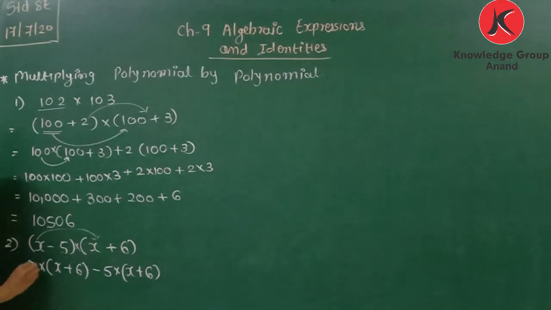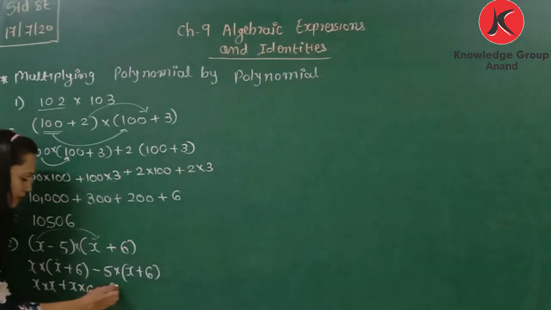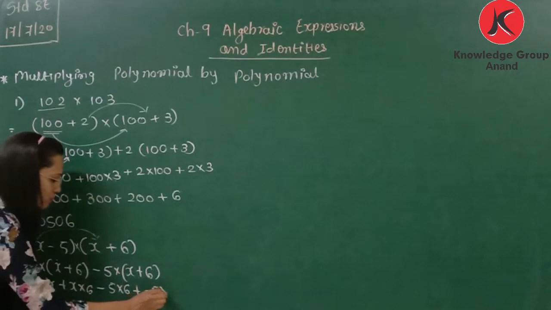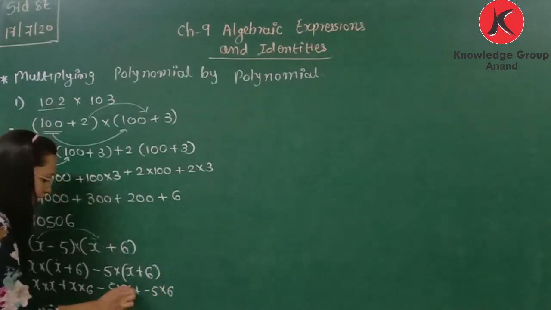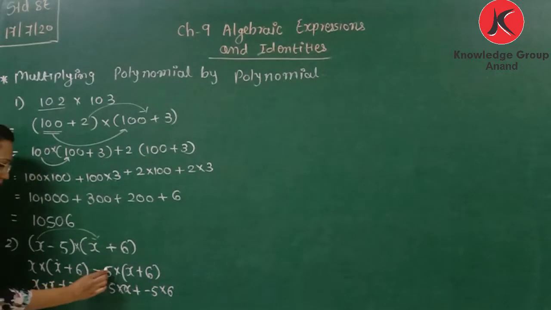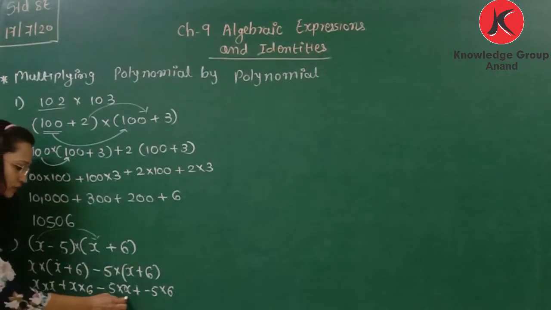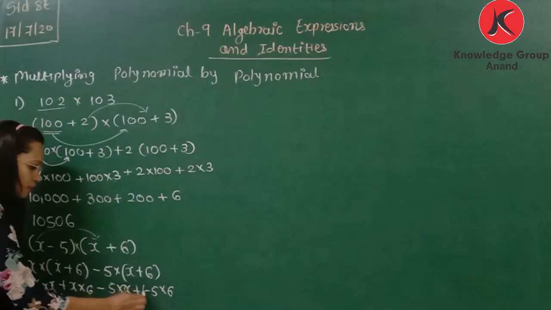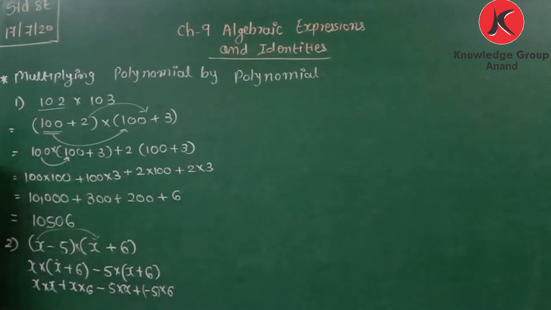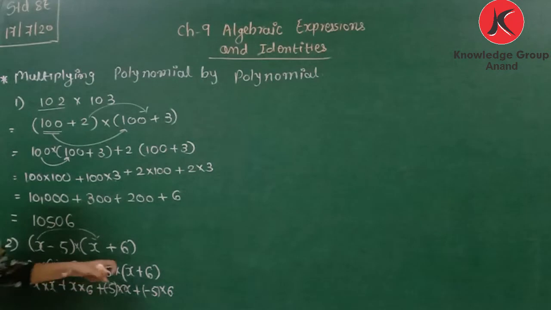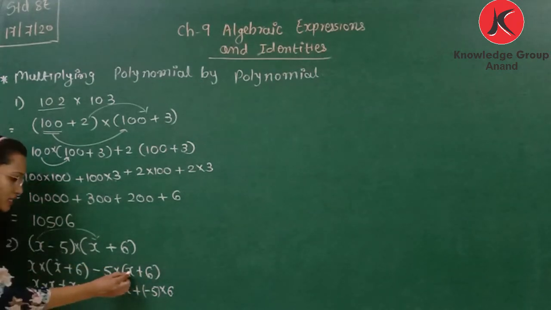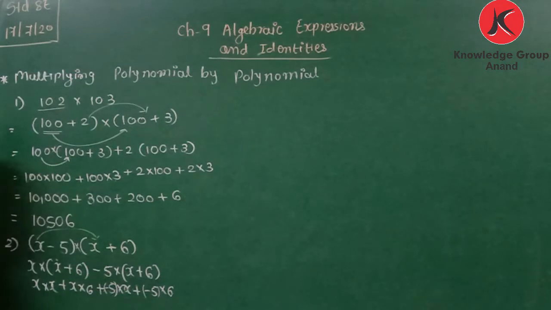Now open the bracket. So x is multiplied with x and x is multiplied with 6. Now the same, minus 5 is multiplied with x and with 6. Clear? Minus 5 multiply x and minus 5 multiply 6, so plus minus 5 multiply with 6. You can also write the plus here and the sign on this side, then it is also correct. Otherwise you can remember whenever there is a negative sign, the signs inside the bracket will change. So here x is plus, becomes minus, and 6 is plus, becomes minus.